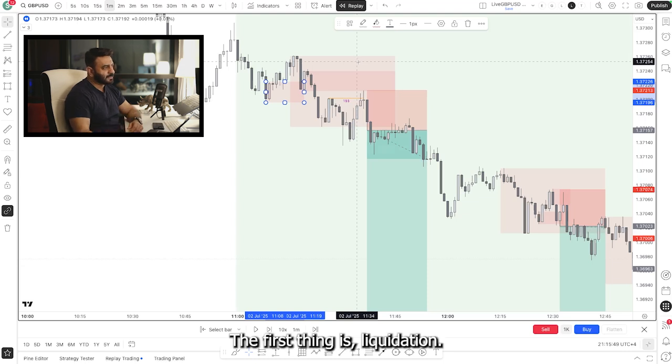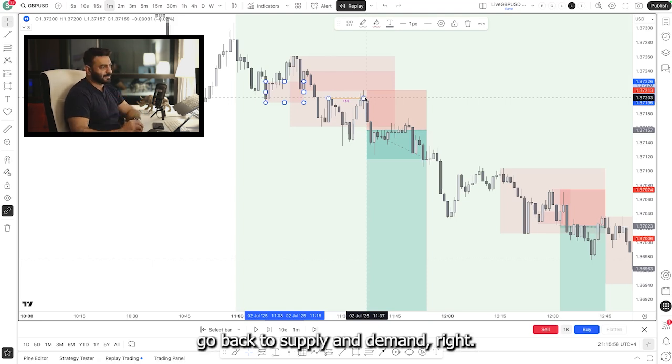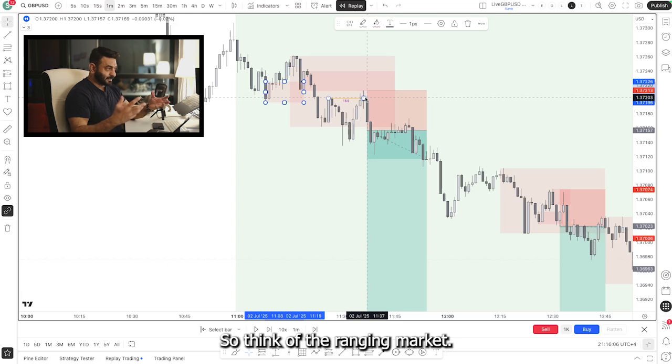So what do I do? The first thing is liquidation. So I get a liquidity sweep. And the reason why we need these liquidity sweeps is, again, go back to supply and demand, right? And we know that liquidity is what moves the market. Now, if you have a lot of liquidity in the market, right?